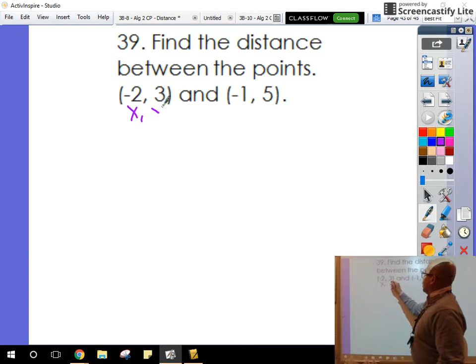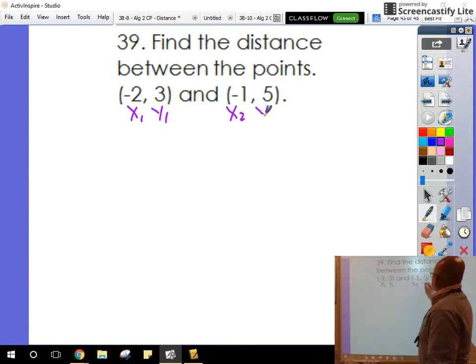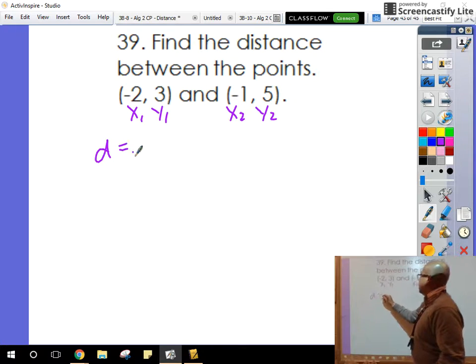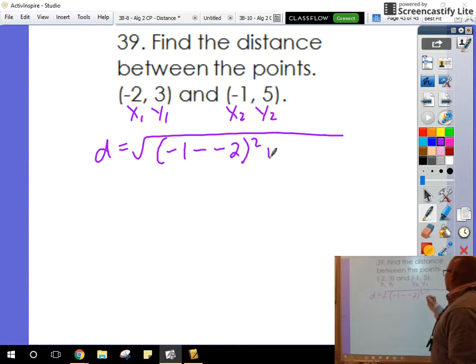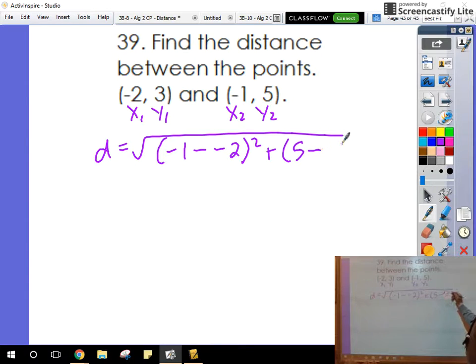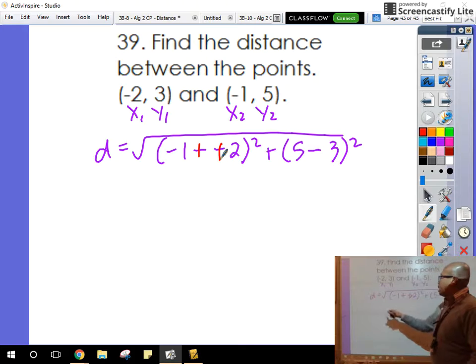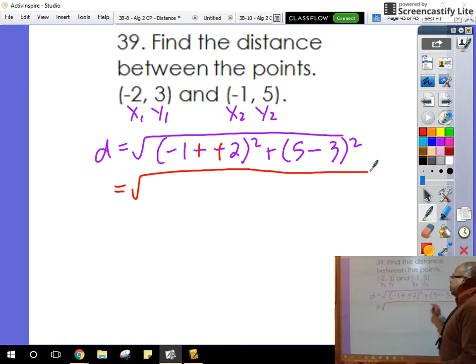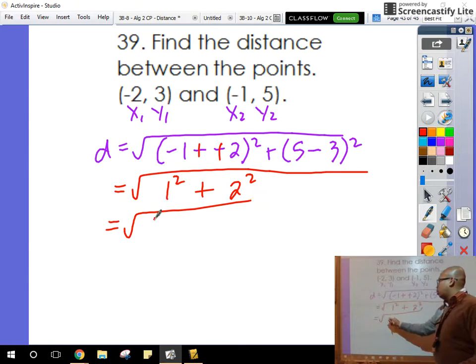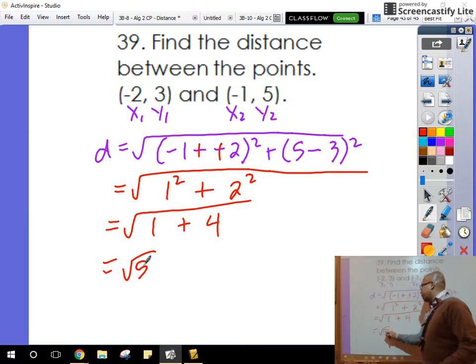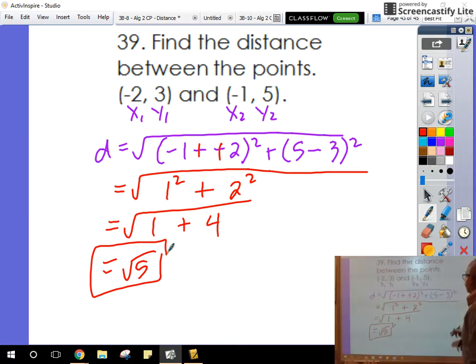x sub 1, y sub 1, x sub 2, y sub 2. Distance equals the square root of (negative 1 minus negative 2) squared plus (5 minus 3) squared. Two negatives turn positive, so it gives you 1 squared plus (5 minus 3) which is 2 squared. What's 1 squared? That will just give you a 1. 2 squared will give you a 4. So the square root of 5. You cannot break down the square root of 5, and that's the answer.